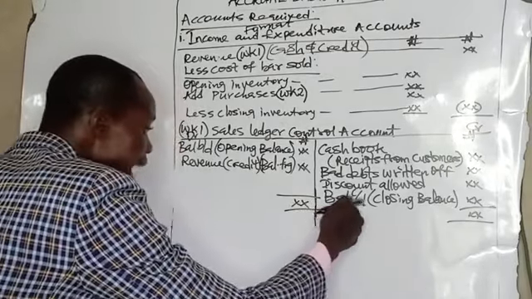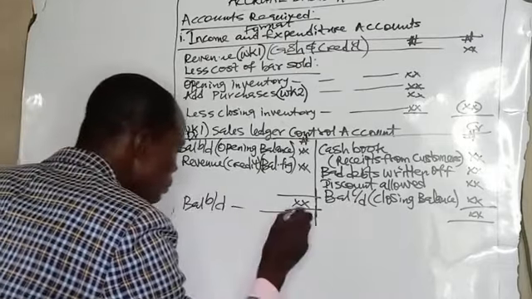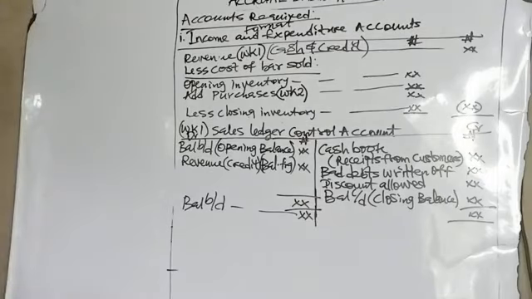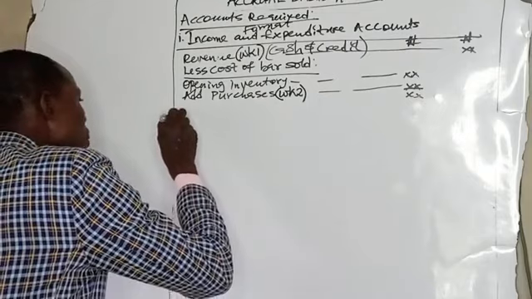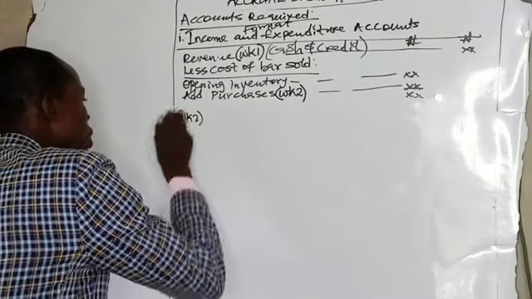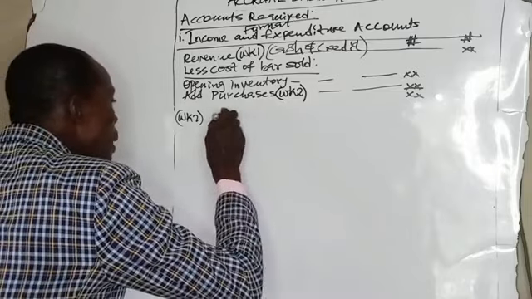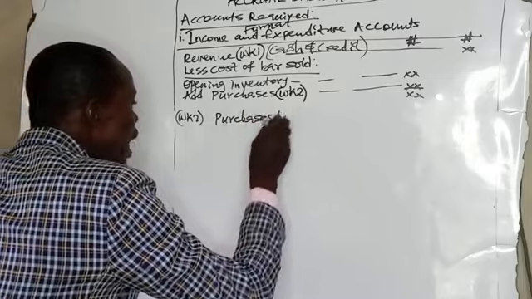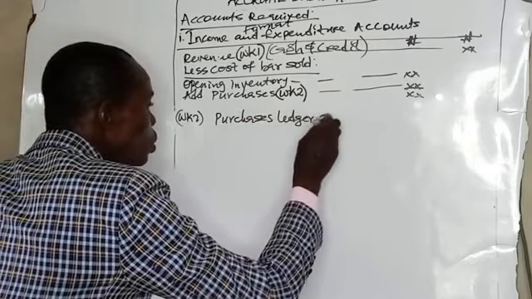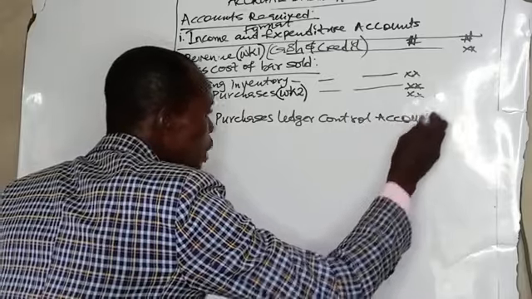What you have as balance carried down here will be brought down. Balance brought down. That is the receivable ledger control account. Working number 2. Calculation of purchase. That means you will need to prepare purchases ledger control accounts, or payable ledger control accounts.